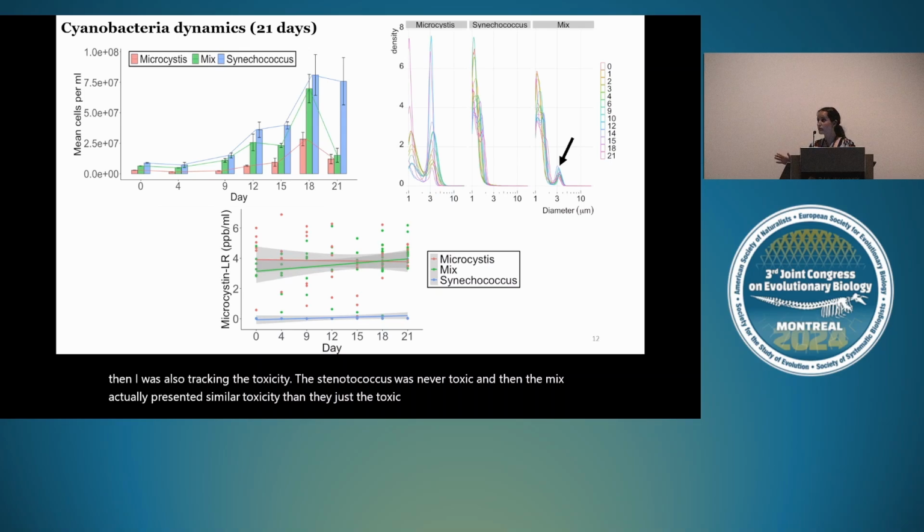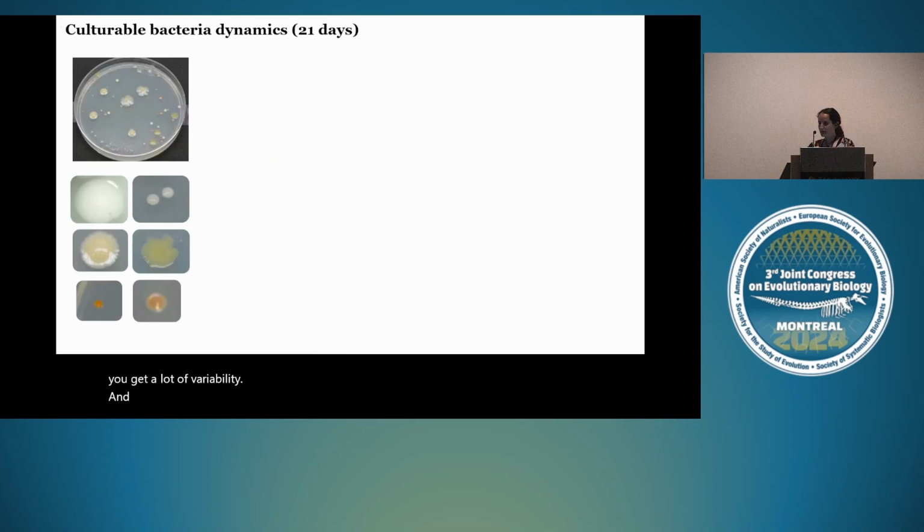I know there's a ton of variability in that graph. I merged all the data because the toxin is intracellular, so I was measuring dissolved toxicity and then also breaking the cells. The moment you break the cells, you get a lot of variability. And I was saying they have bacteria that grow with them. I just wanted to present them.